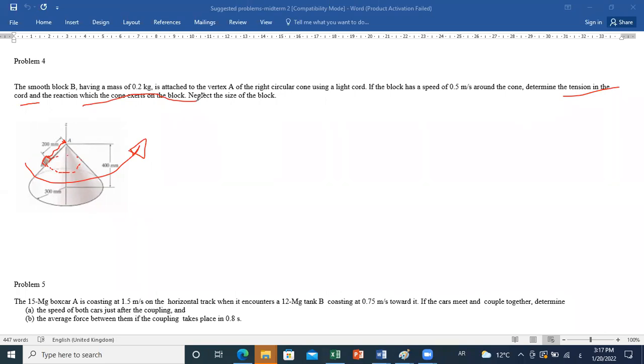Now, always select the appropriate frame. Whenever you see circular motion, think about UNUT. So the first step in this problem will be to draw the free body diagram of the block and to represent forces acting on it. So first, what are the forces that will act on my block? Normal reaction of the cone. Weight. What else? Tension of the cord.